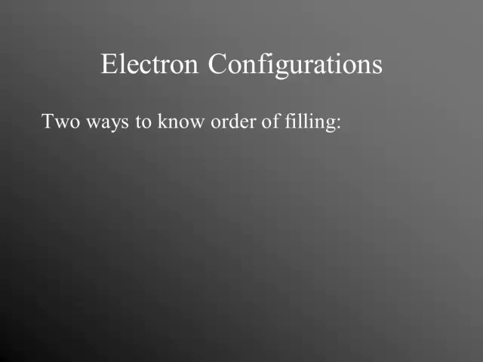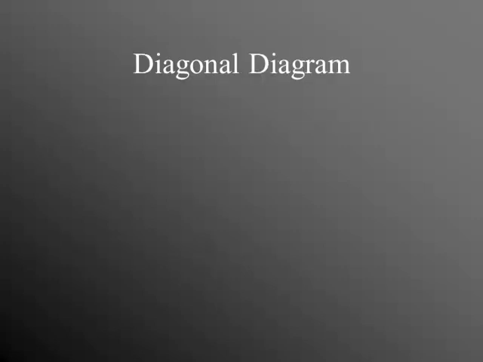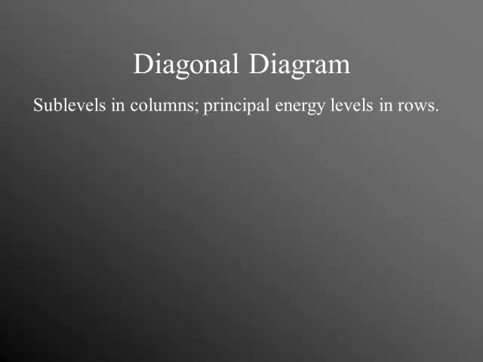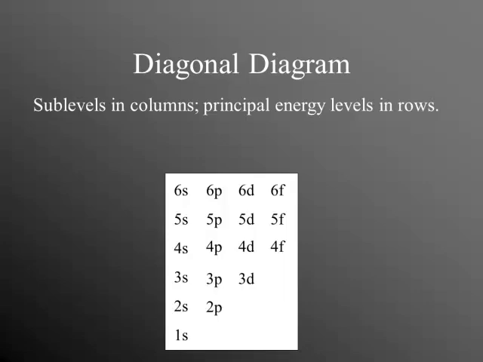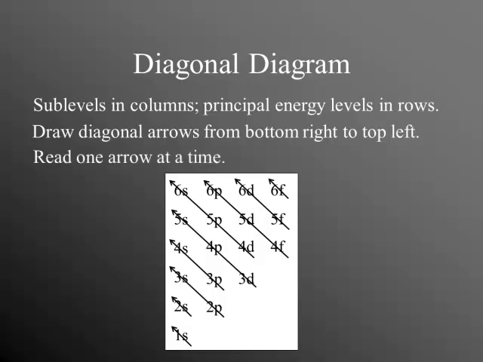There are 2 ways to know the order of orbital filling. You can draw and use a diagonal diagram, or you can use the periodic table. To draw a diagonal diagram, start at the bottom with 1s and write the sublevels in columns and the principal energy levels in rows. Then draw diagonal arrows from bottom right to top left.